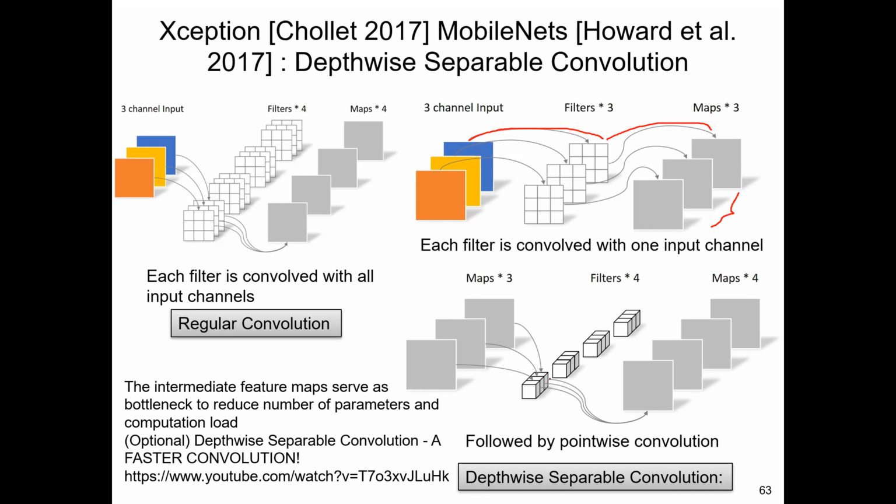So now this is a regular normal convolution. It has three channels applied to the input of three channels. You get a single output for each one by one filter. So that's four filters with four output channels. So it's called a depth-wise separable convolution because the intermediate feature maps serve as a bottleneck to reduce the number of parameters and computational load.